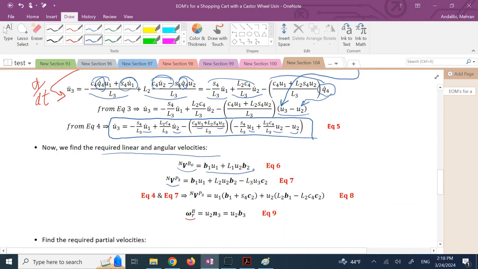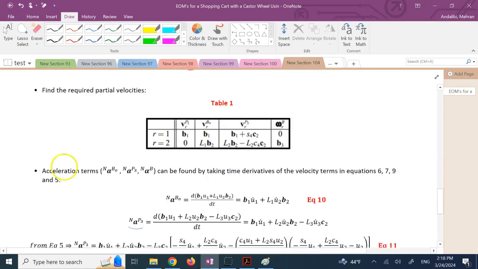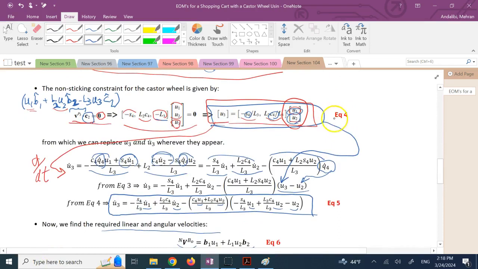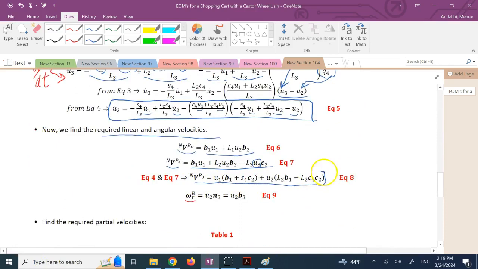The velocity of P3 is already calculated. Remember, we calculated it up there. The only thing is, we don't need to leave any U3 or its derivative behind. So I get rid of U3 by bringing in equation number 4 and replacing it. So now V of P3 is written only in terms of U1 and U2. And finally, omega of member B is of course U2 in the B3 direction. So now I found my three important velocities.